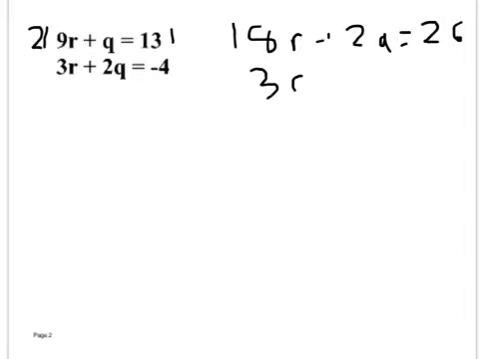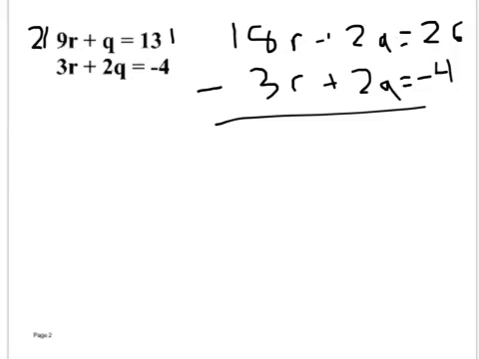We have 3r plus 2q equals -4. Like I said, we could have multiplied by -2 and made everything negative on top, or we could just subtract. Again, it doesn't matter. 18 minus 3 is 15r. 2 minus 2 cancels out. 26 minus -4 is 30. So r is 2.